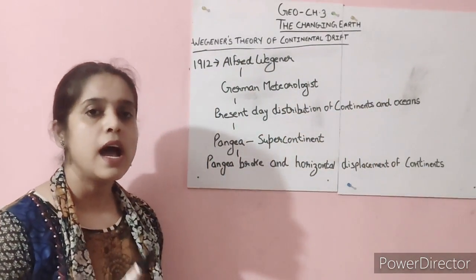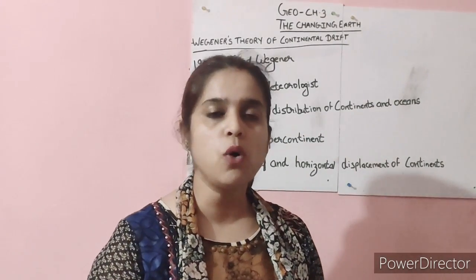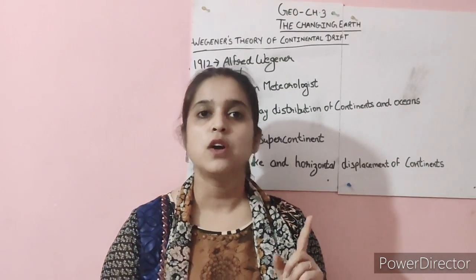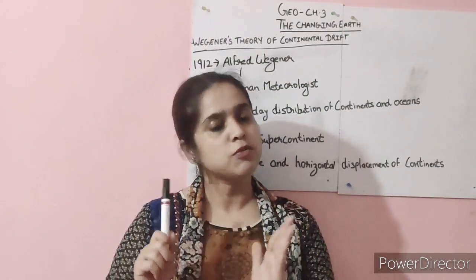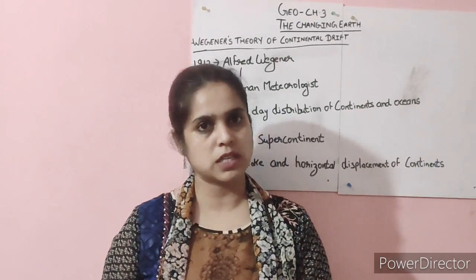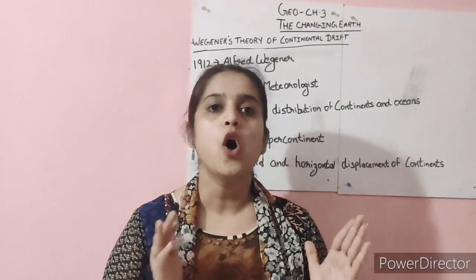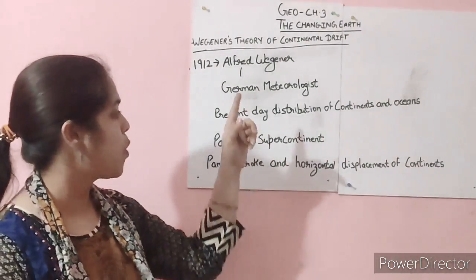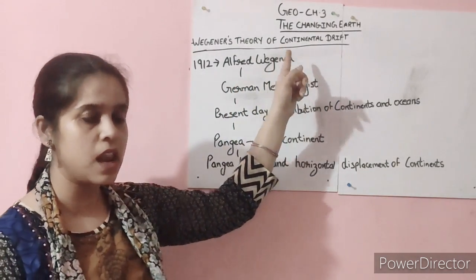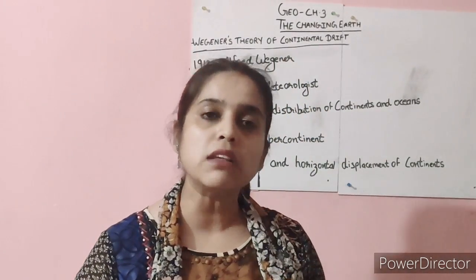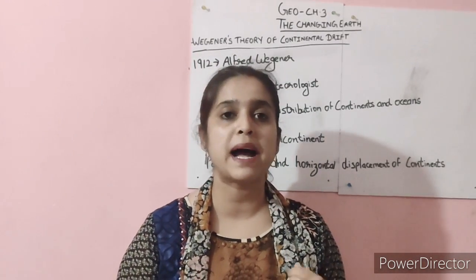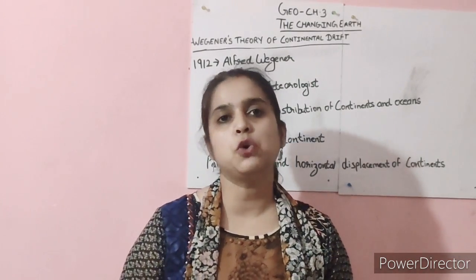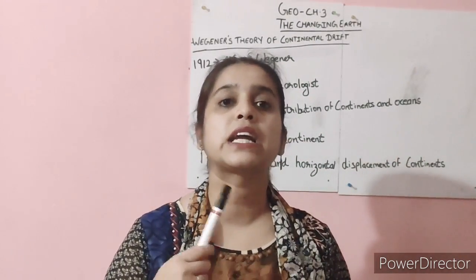What he said was that millions of years ago, all land masses were joined together into a supercontinent, which was called Pangea. Then this Pangea broke, and there was a horizontal displacement of continents. This is Wegener's theory of continental drift. Later on, this theory was improved by adding the idea of sea floor spreading. This new concept is called plate tectonics.